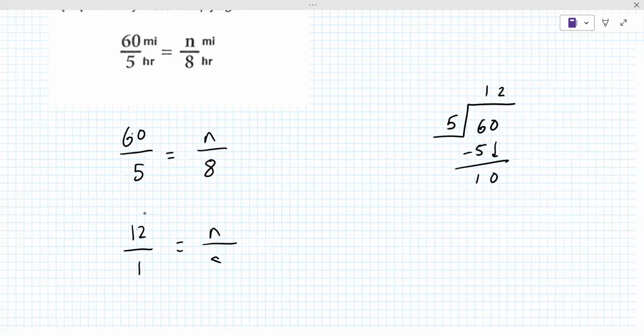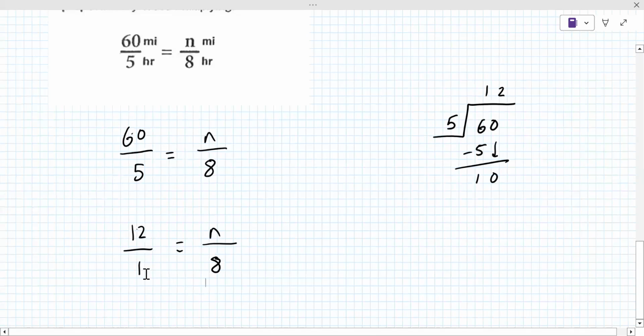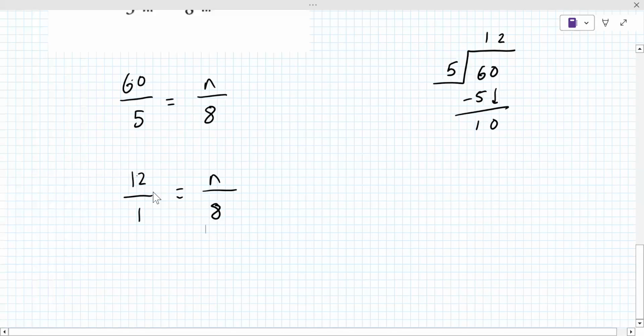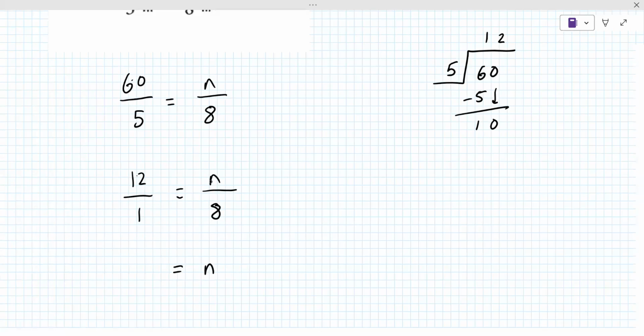Now you do want to write it as a fraction. You want to write it as 12 over 1, not just 12. Now you can cross multiply here. So go ahead and take 8 and multiply by 12. And then 1 times n is just n. But you have to multiply 12 times 8 for us, please. $96. So n equals 96. Yes, n is 96. Very good.